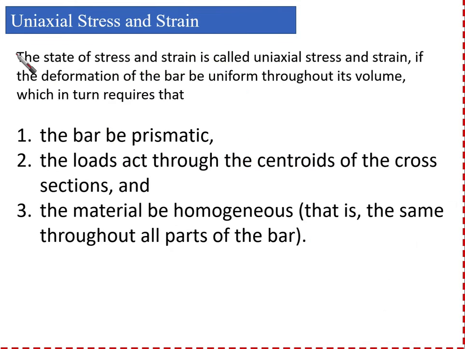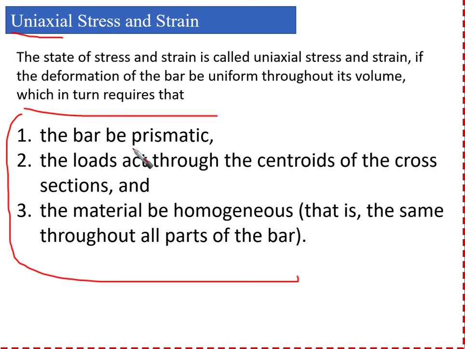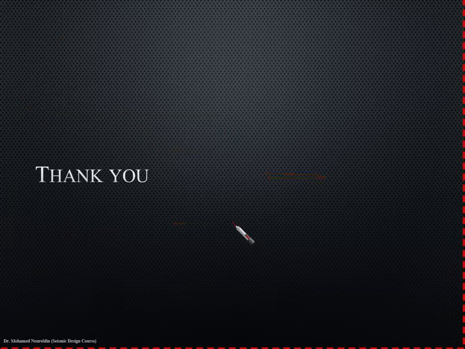And after that we said that there is something called uniaxial stress and strain, and we mentioned three main conditions. Of them is being a prismatic element, loads should be applied on the centroids, and the material should be homogeneous.